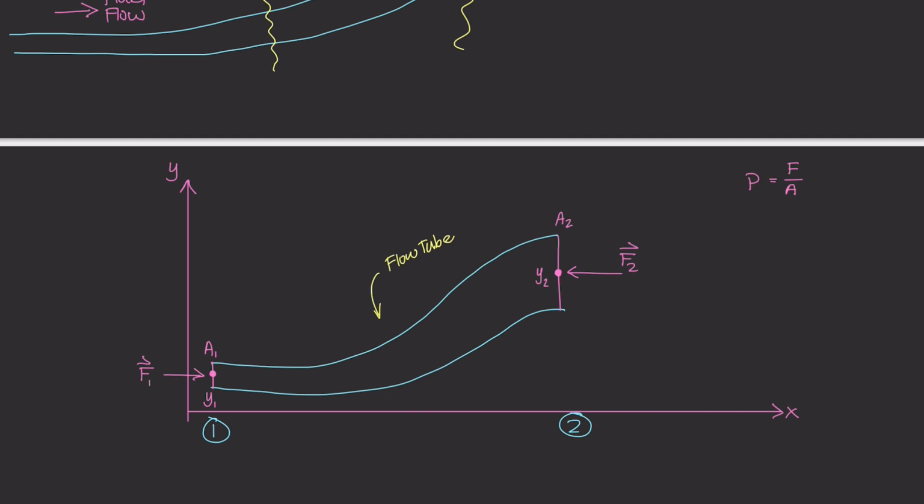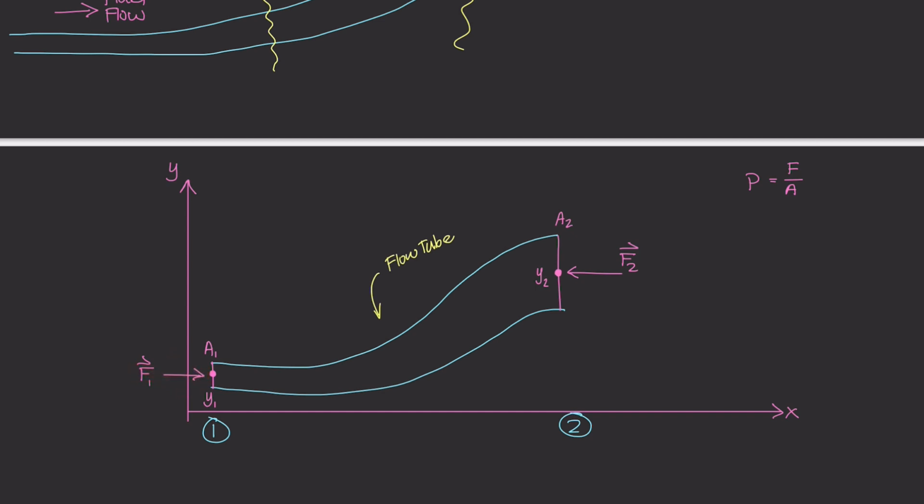Now I did draw F2 acting to the left. Why is that? Well, because the fluid here is on the right, and that fluid has pressure. And that pressure is being applied to this area A2, so the force is going to be to the left. That is the external force acting on this system at point 2. Same thing for F1. All of the fluid here on the left has pressure, and that pressure is acting on area 1, so therefore this force is going to be acting to the right.